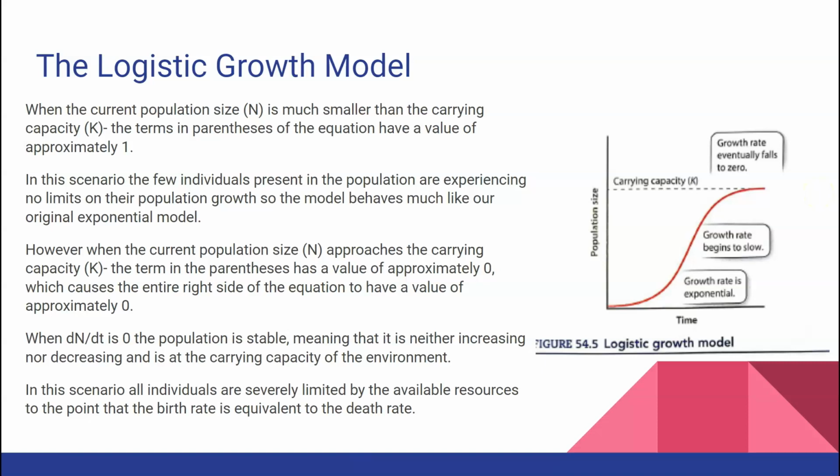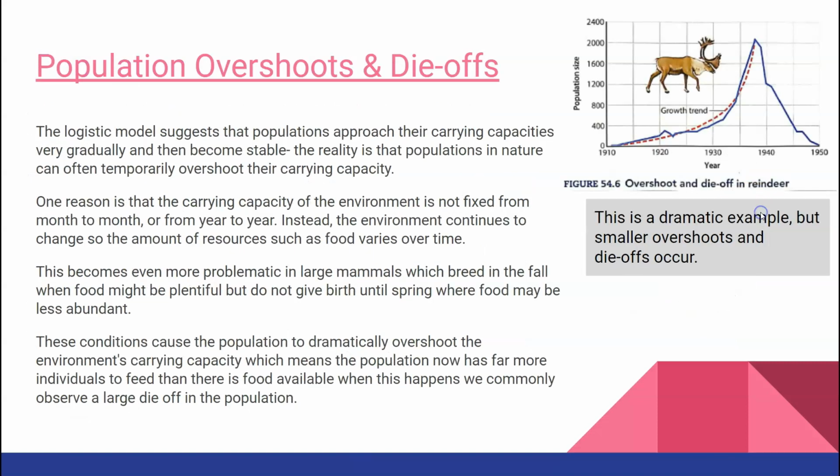In this scenario, all individuals are severely limited by the available resources to the point that the birth rate would be equivalent to the death rate. We will often see population overshoots and die-offs. They hover near carrying capacity, showing quick die-offs and quick overshoots, going over carrying capacity, then under, then over, then under. But we do sometimes see some extreme examples of this, like the deer of St. Matthew Island off the coast of Alaska.